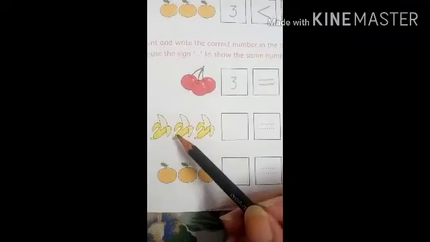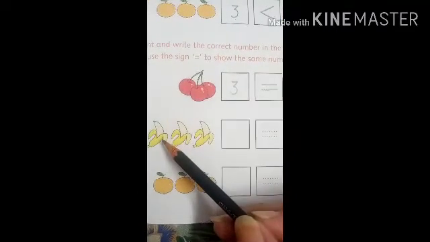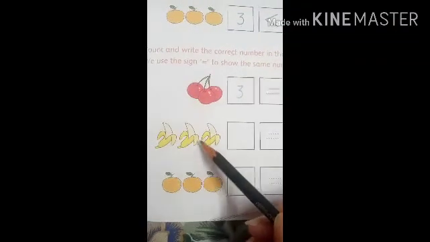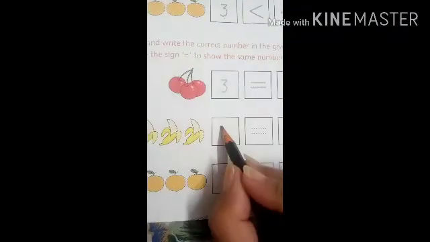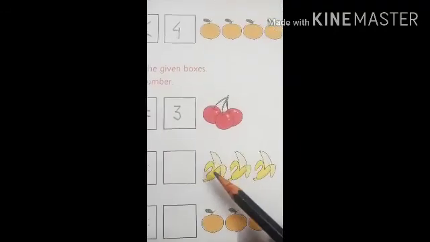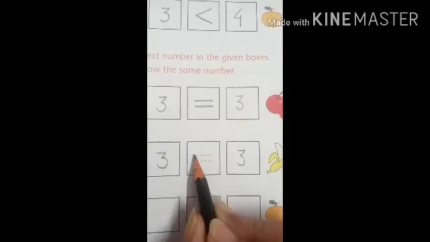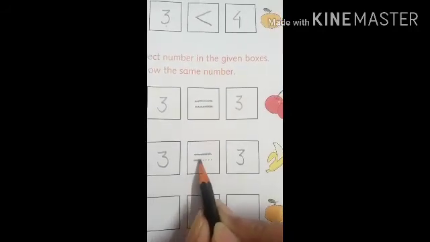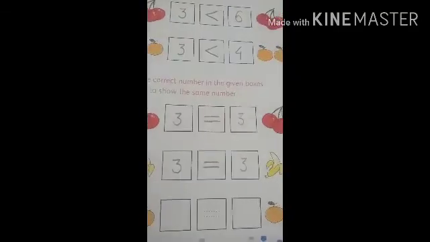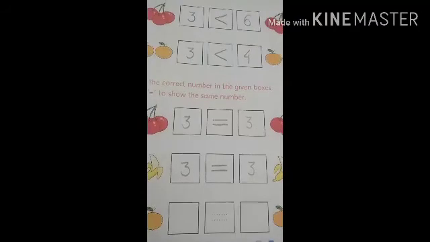Now let's count the bananas. 1, 2 and 3. Here are 1, 2 and 3. Now look, both sides are the same, both numbers are the same. So here we put equals to. Equals to means both numbers are equal. No one is bigger, no one is smaller. Both are the same.